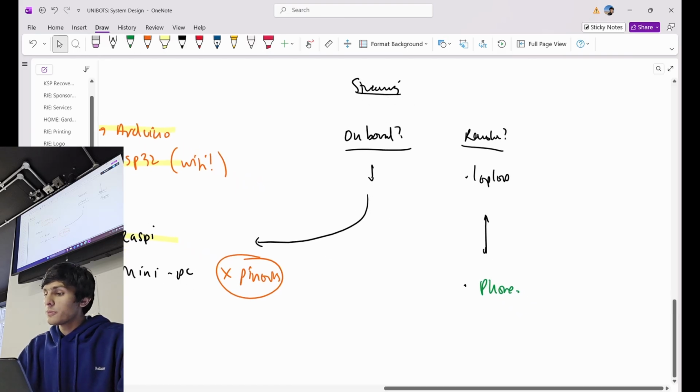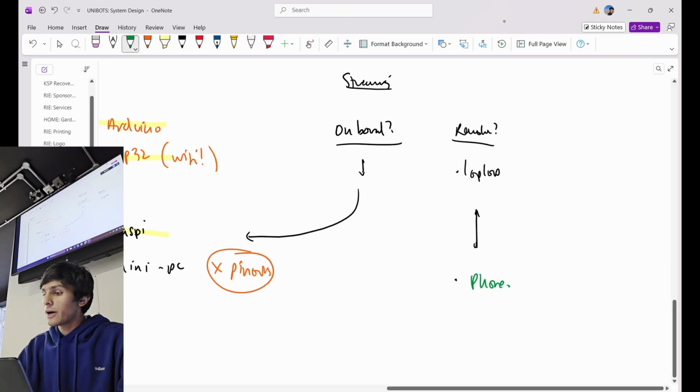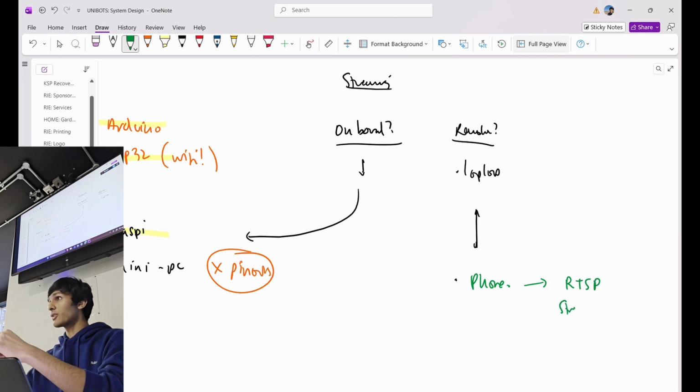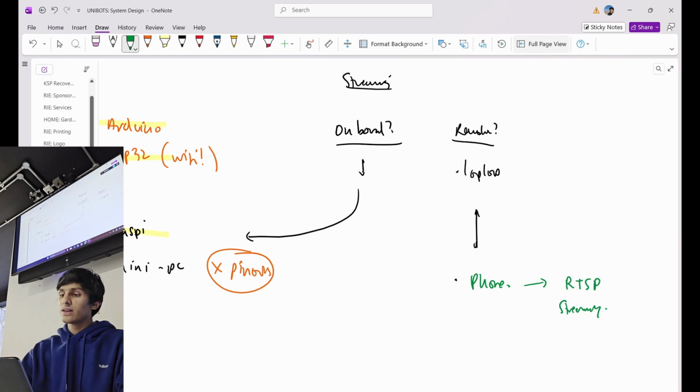This comes with its own problems because you have to think about what you're going to put on the bot to be able to send commands back and forth and to send camera back and forth. So some ideas of remote things are things like WebSockets, if you're familiar.